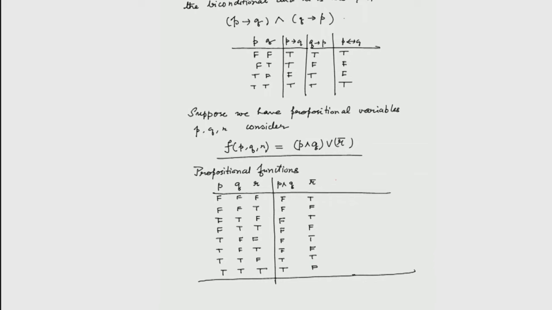Now, in the last column, we will calculate the function f(P, Q, R), which is equal to P and Q or not of R. This is T, F, T, F, T, F, T and T.